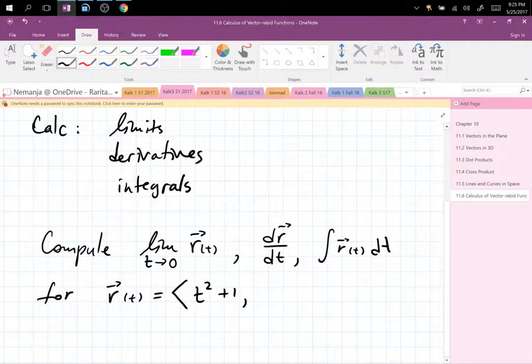T squared plus 1, cosine t, e to the t minus 2. Remember, you're doing this component-wise.